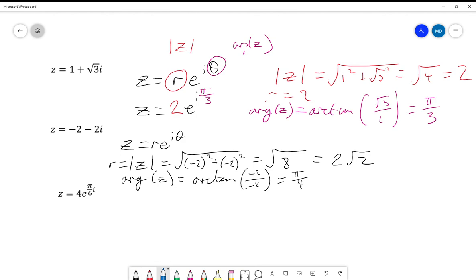Now, this is where we need to be careful because this is wrong. The modulus is absolutely fine. This argument that we've worked out here is wrong. I want you to take a moment, pause the video, perhaps think about why. Why can't it be pi over 4?